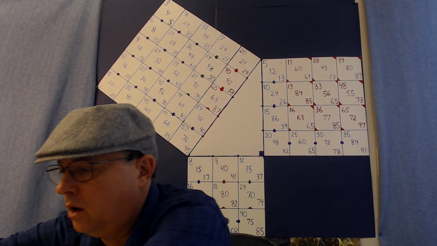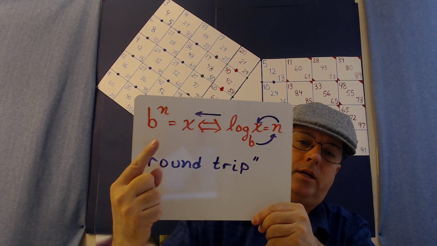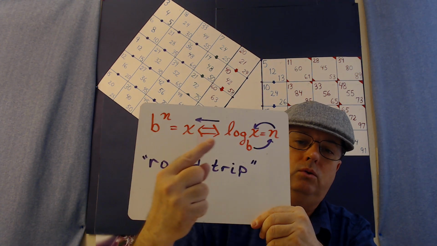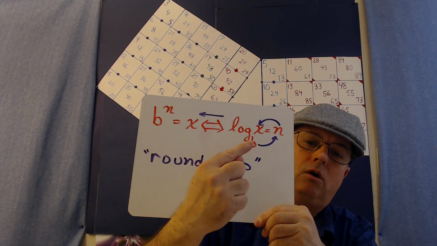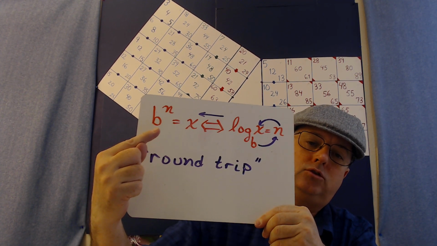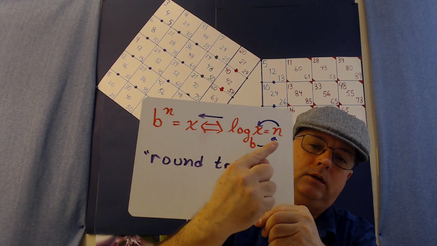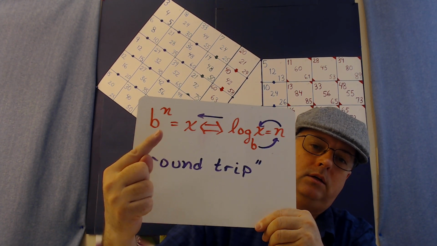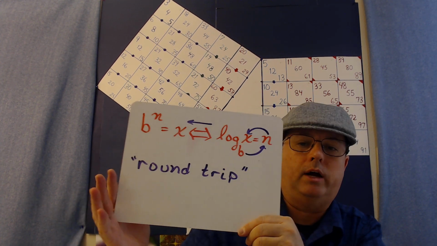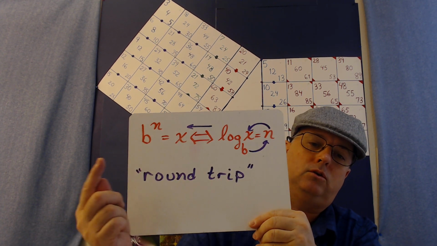And this is what we call our round trip. When we go from an exponential expression to a logarithmic expression, we can come from the logarithmic expression back to the exponential expression by following this round trip. So when we have log base b of x equals n, we say b to the n is x, and it takes us back to what we started with. And isn't that what a round trip is anyway? Go on vacation, take a round trip, come back to where we started. All right.